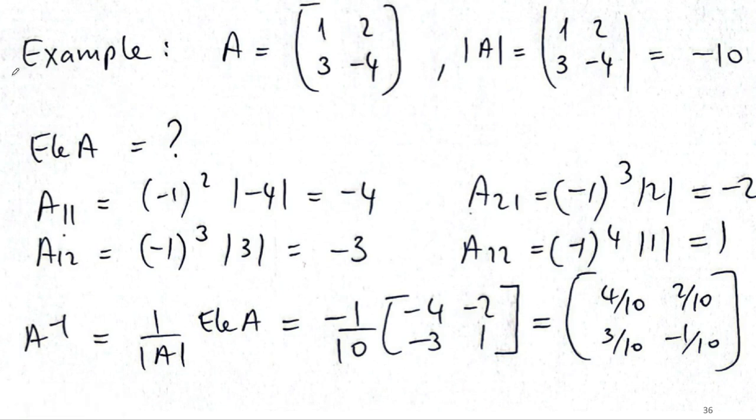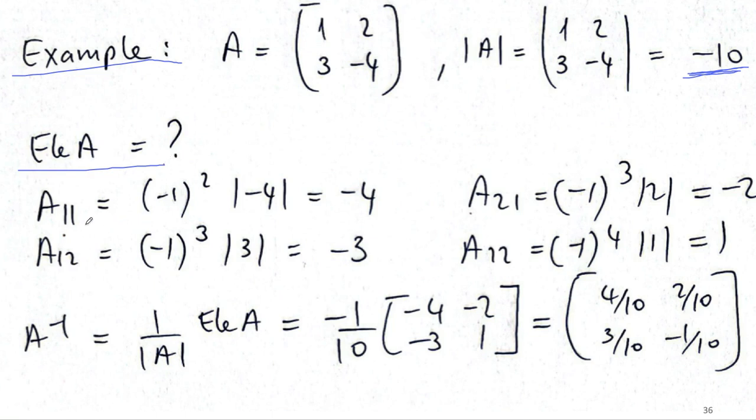Here we have another example. We are given matrix A, and for this matrix, we can calculate the determinant: minus 4, minus 6, that is minus 10. Because this is 2 by 2, it's relatively easy to calculate compared to the 3 by 3 case. And then, how to get the adjoint matrix.